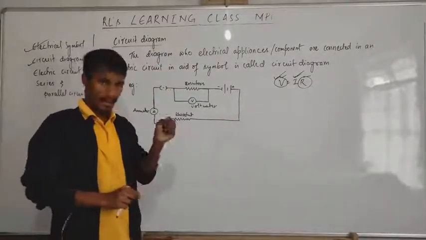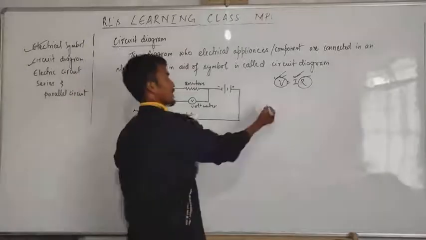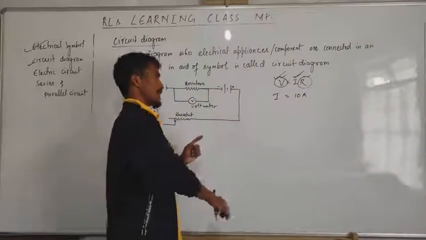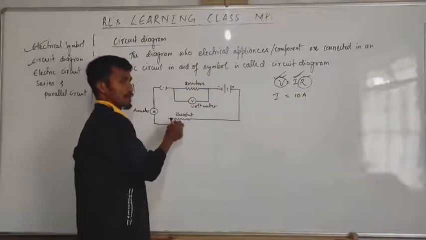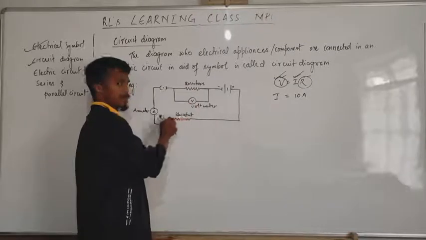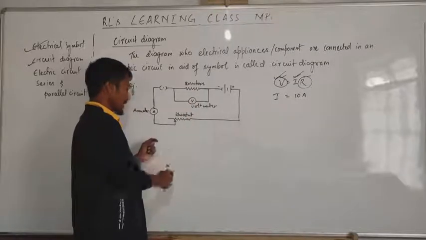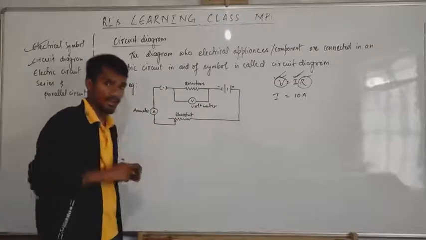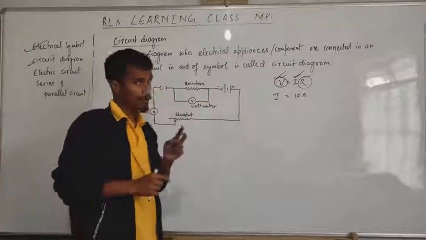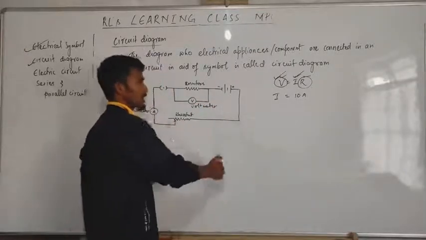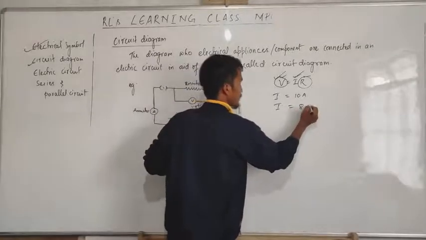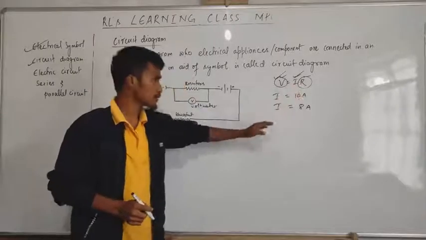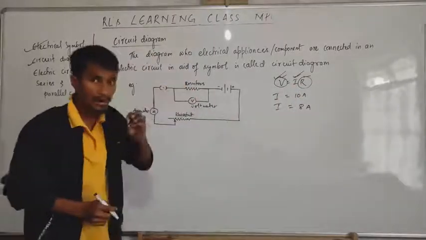Now, let's say at a particular current I is equal to 10 ampere. How to adjust 10 ampere? Adjust from here, the rheostat. Once we adjust this rheostat, this ammeter will show the deflection up to 10 ampere. Now if I want to reduce that, then again adjust from here. Then let's say I is equal to 8 ampere. Once you change the value of current, then the voltage is also changing.